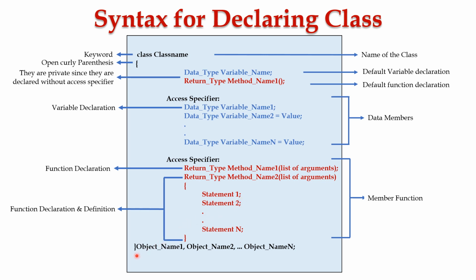Finally, the class is ended with curly parenthesis followed by object name 1, comma, object name 2 up to object name n. So we can declare the object at the end of the class also, which is optional, but still we can declare here also. Finally, it is ended with semicolon. Hope you are clear on syntax for declaring the class.